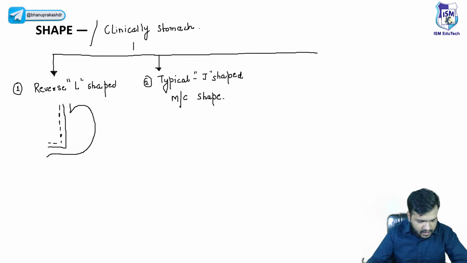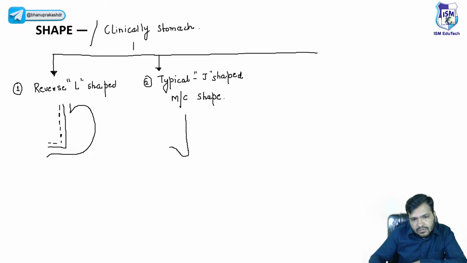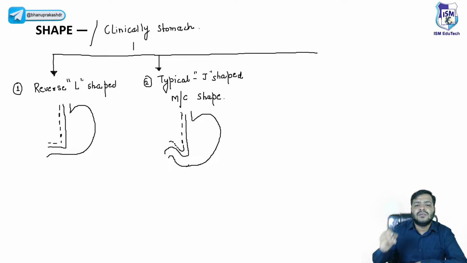Yes, Tokir, it's right. It's the most common shape, and you should know that. Suppose this is the stomach. We'll discuss the parts of the stomach, no need to worry. You can see that this is typically a perfect J shape. So yes, it is the most common shape.